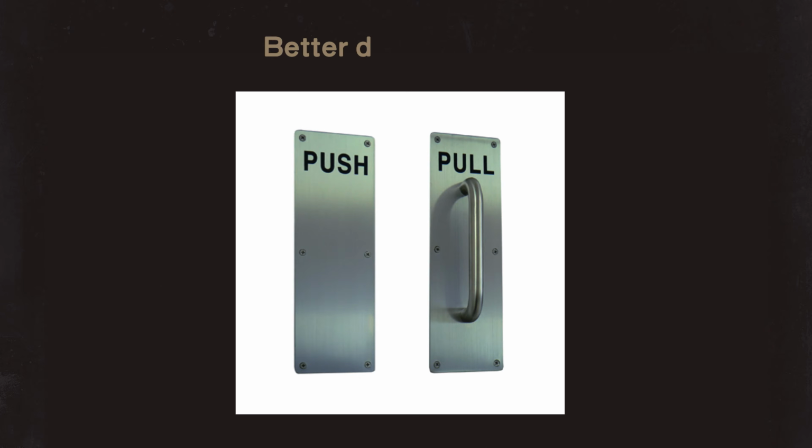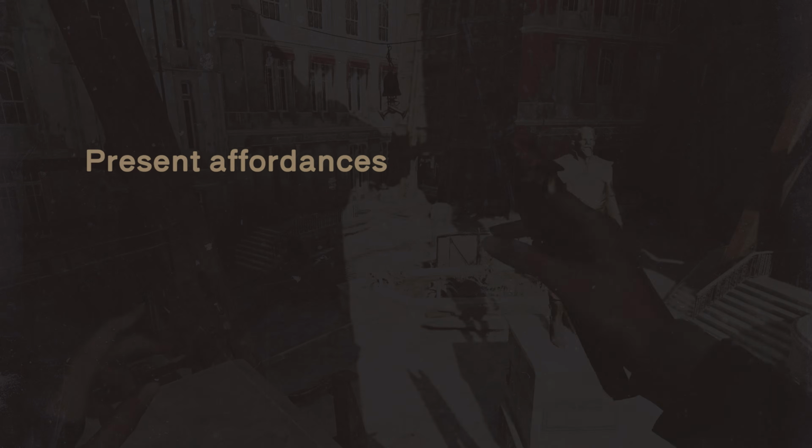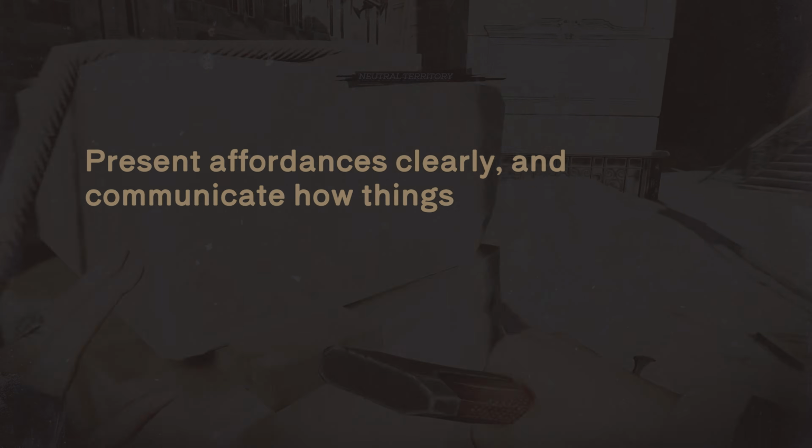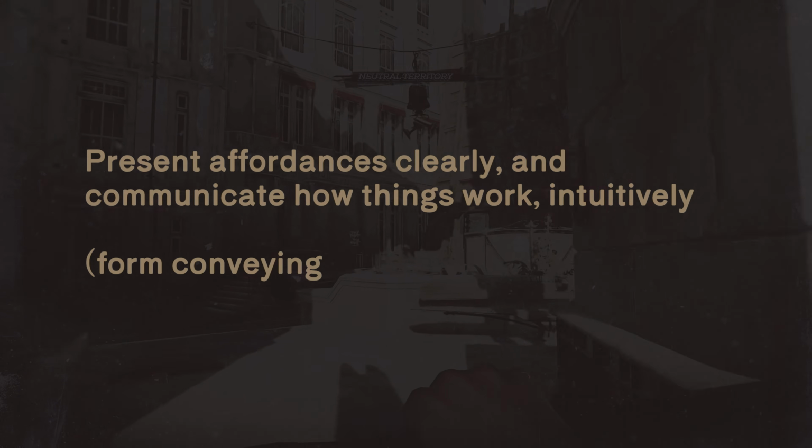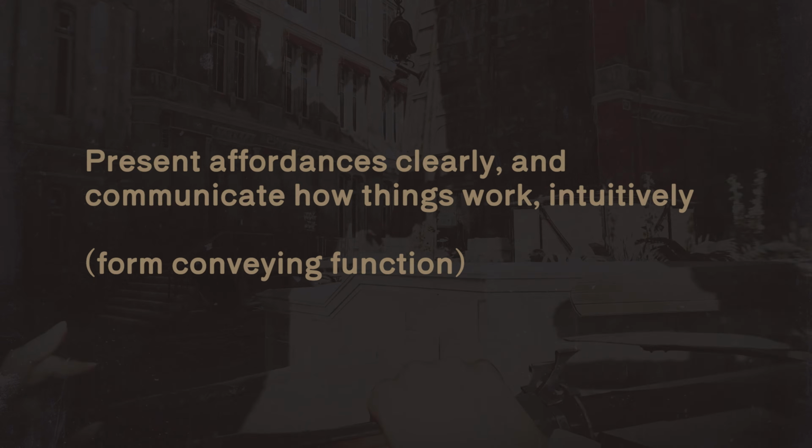By contrast, here's a much better set of door handles where the shape of the push panel on the left clearly affords being pushed, in a way that contrasts with the one that should be pulled. And in this case, the affordances are so clear and strong that you could actually remove the text from these door handles and use them in any country, and people would just intuitively use them correctly. So it's an industrial designer's job to present affordances clearly and communicate how things work intuitively. In other words, make sure that form conveys function.